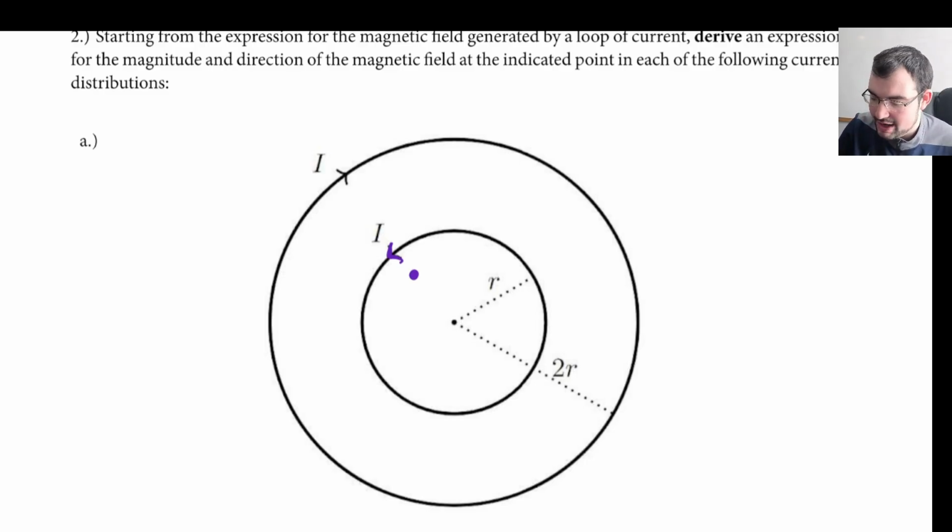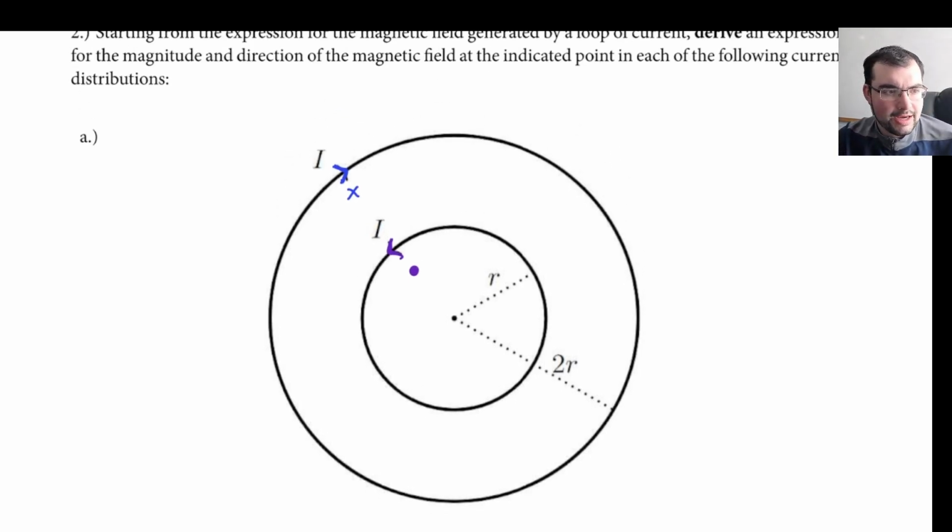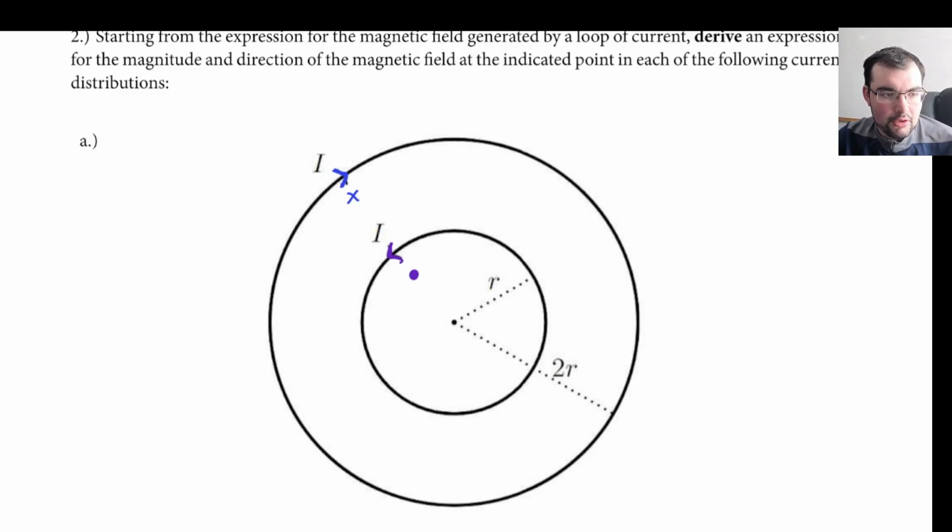I like to actually write it on the figure just to manage it. And then outside we have a bigger loop carrying the same current, but that's going clockwise. So again, if I try to wrap my fingers around this time, it's going into the page on the inside of the loop. So we are going to get a subtraction here. And also we know the B field should be out of the page because it's the same current, but it's more tightly concentrated in this center loop.